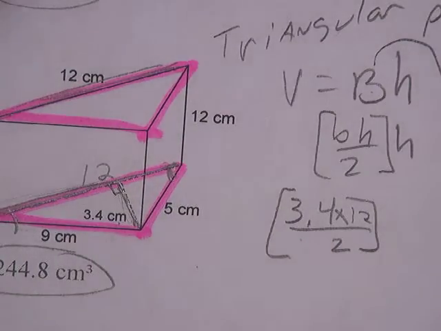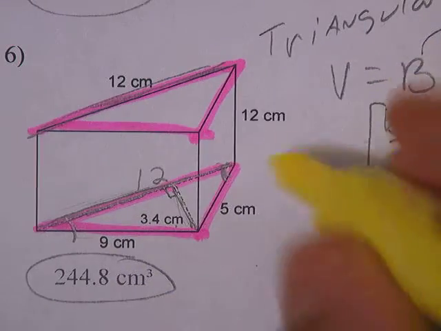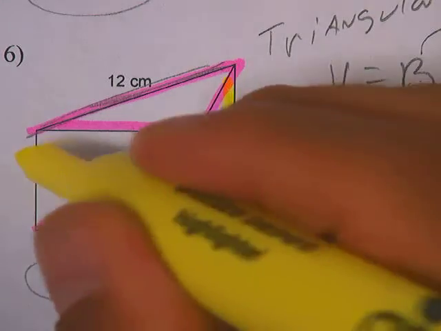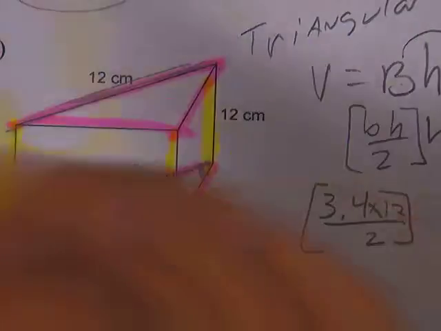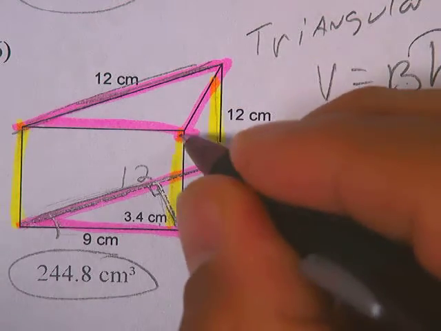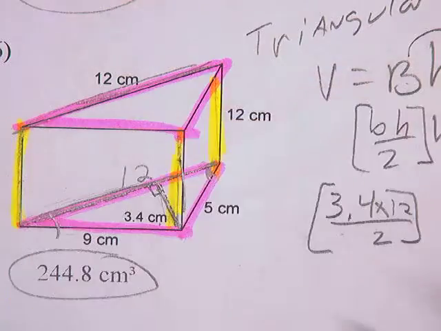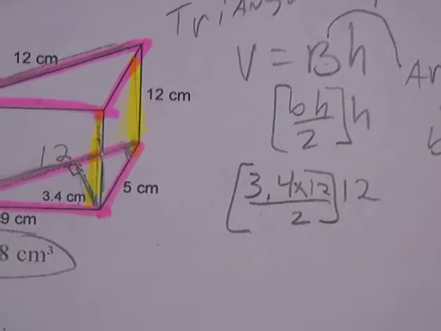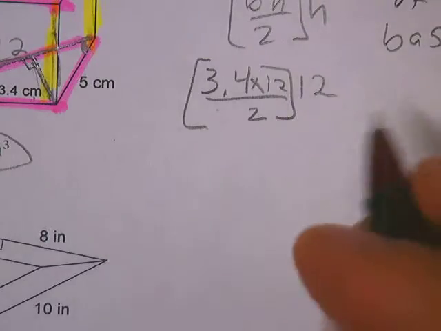Times the height. Now the height is where the two triangles meet. So think here, look. That line touches both triangles. This line touches both triangles. This line touches both triangles. That is your height of the prism. It touches both triangles. So this is 12, and this is 12, and this is 12 because they're congruent. So then I'm going to put here times 12.